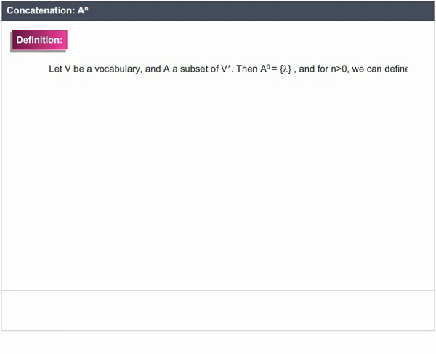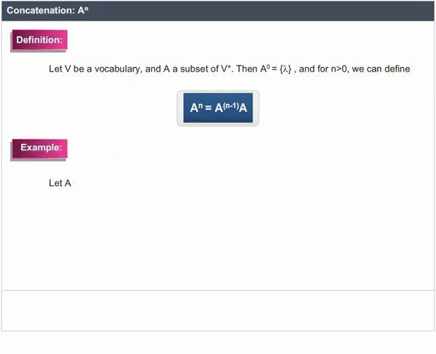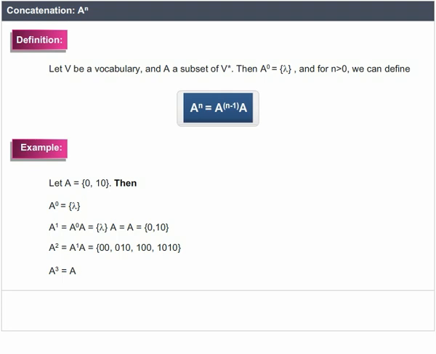Concatenation A power n. Definition. Let V be a vocabulary and A a subset of V star. Then A power 0 equal to lambda, and for n greater than 0, we define A power n equal to A power n minus 1 times A. Example: let A equal to {0, 10}. Then A power 0 equal to lambda, and A power 1 equal to A power 0 times A equal to lambda times A equal to {0, 10}. A squared equal to A1 times A equal to {00, 010, 100, 1010}. A cubed equal to A2 times A, which gives the eight strings 000, 0010, 0100, 01010, 1000, 10010, 10100, 101010.